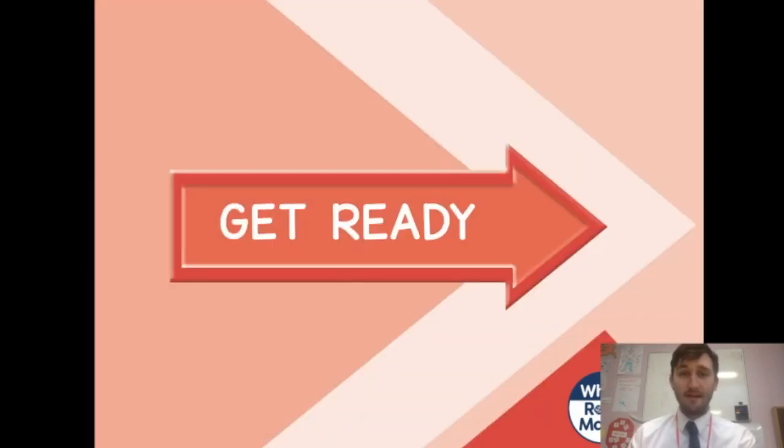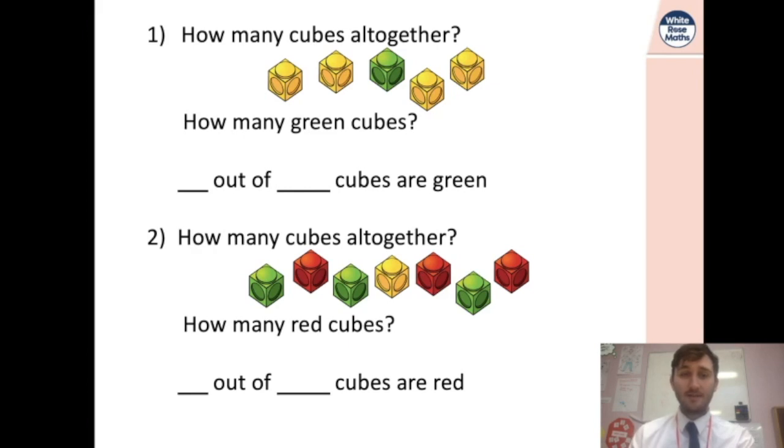So let's get ready. As always, we're going to have our starter questions. Our first question is, how many cubes are all together? And then how many are green cubes? And I want you to answer this word question here. So something out of something cubes are green. And then our second question, the same, how many cubes are all together? And then how many are red cubes? And then once again, fill in the blanks of our word question. So pause the video and give these a go.